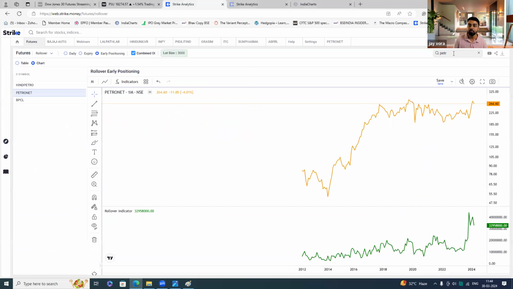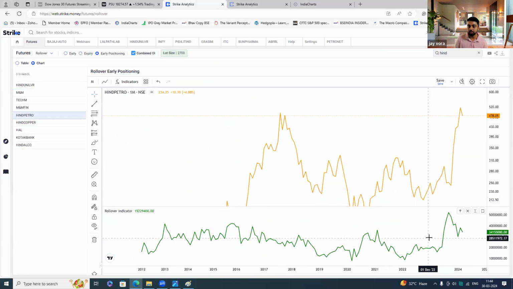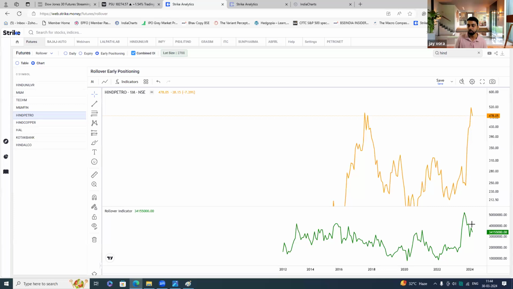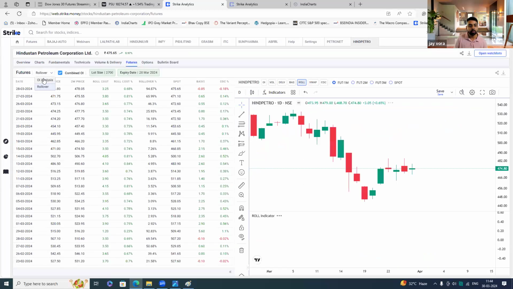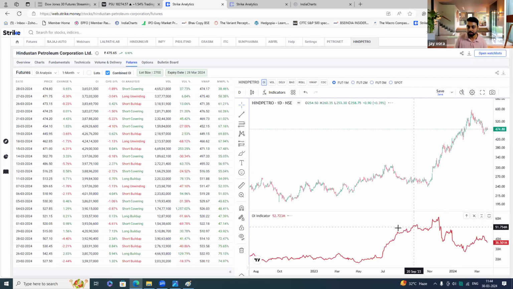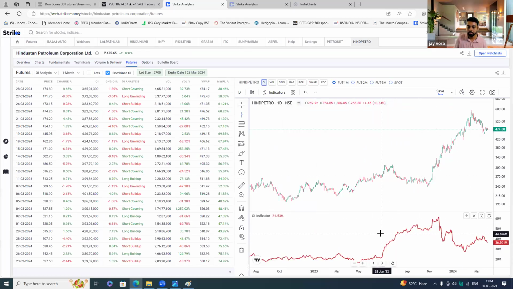One more example of that was actually Hindustan Petroleum. Because over here as well, you could see that there was a big surge in open interest. And when you boil down to a day-on-day analysis, what was actually happening was that there was this open interest surge from this point to this point, right?